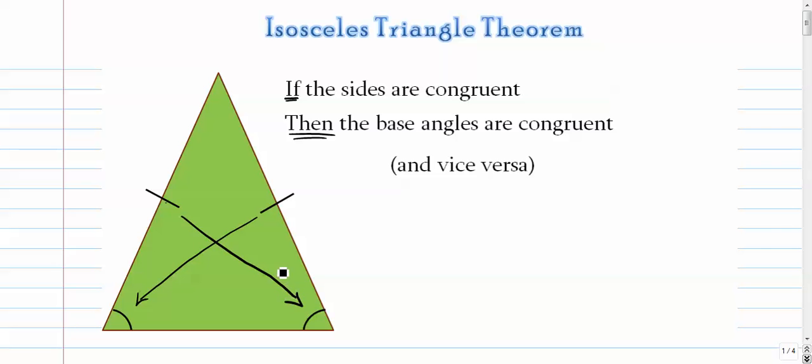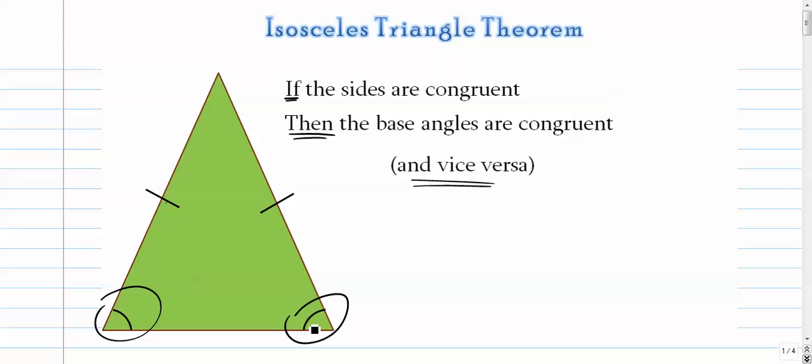The base angles are the angles across from the congruent sides. And the converse also applies as well. If you have angles given first, then we know that the legs across are congruent. Alright, example 1.